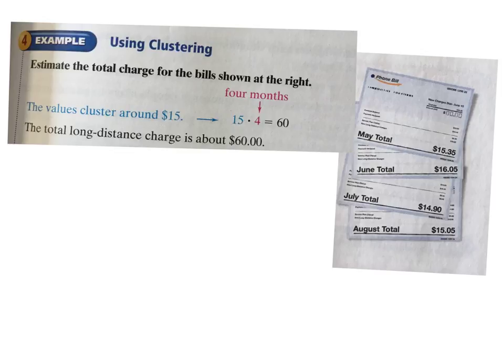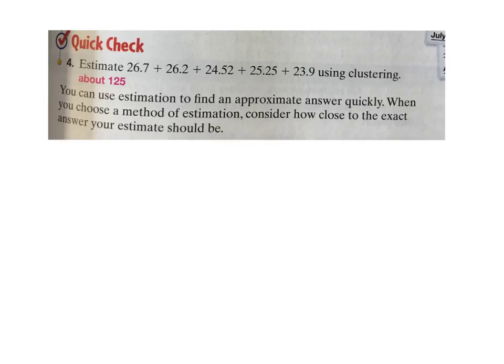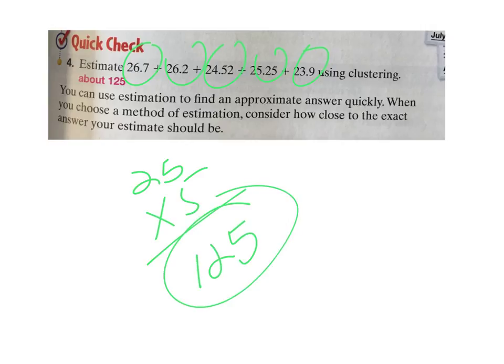Clustering. You look, did they cluster around something? Go ahead and pause, head on to Class Kick, and work a couple. Come back to check them. All right, all of these, 1, 2, 3, 4, 5. You notice they cluster around 25. All right, so they all cluster around about 25. Well, 25 times, and there's, what I say, 1, 2, 3, 4, 5 of them is 125. So that'd be clustering. Makes it a little easier to work with.